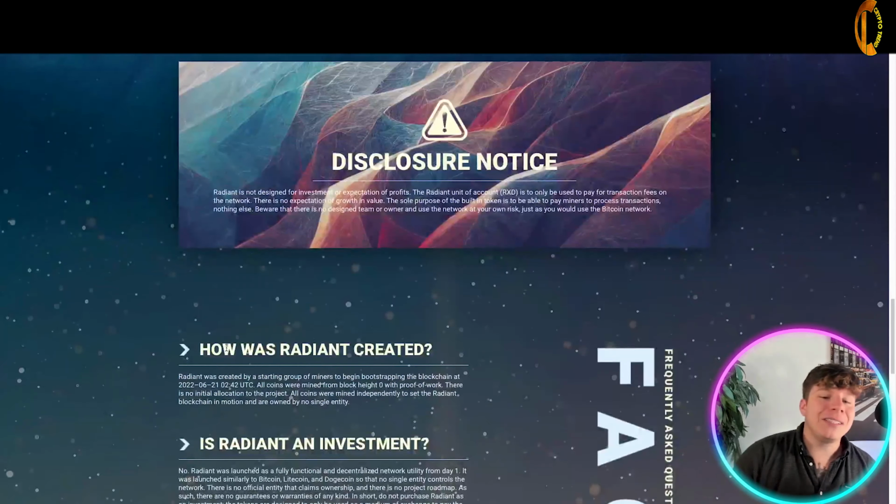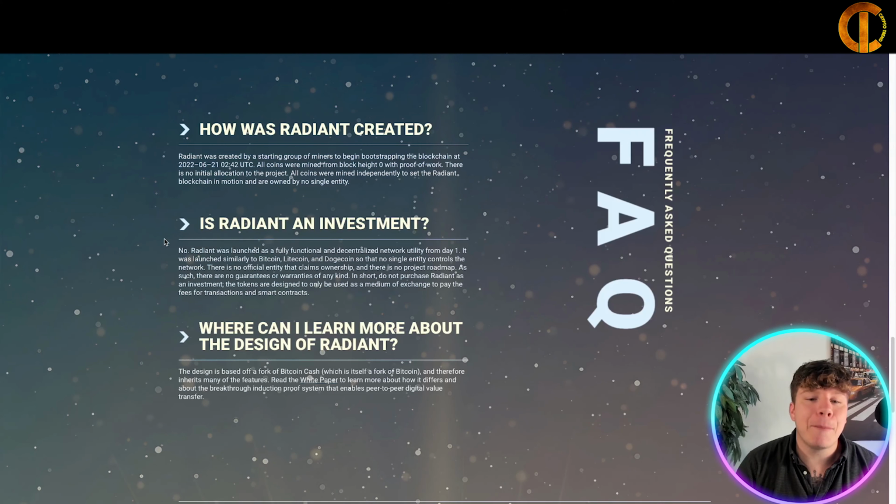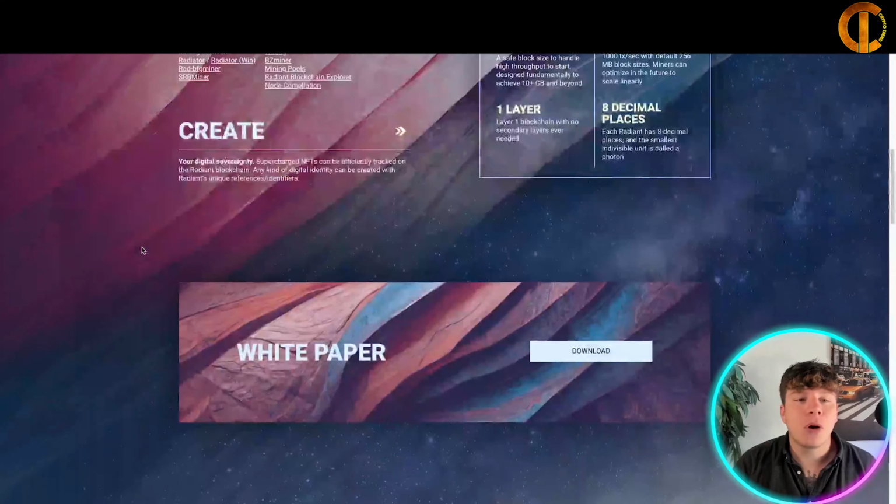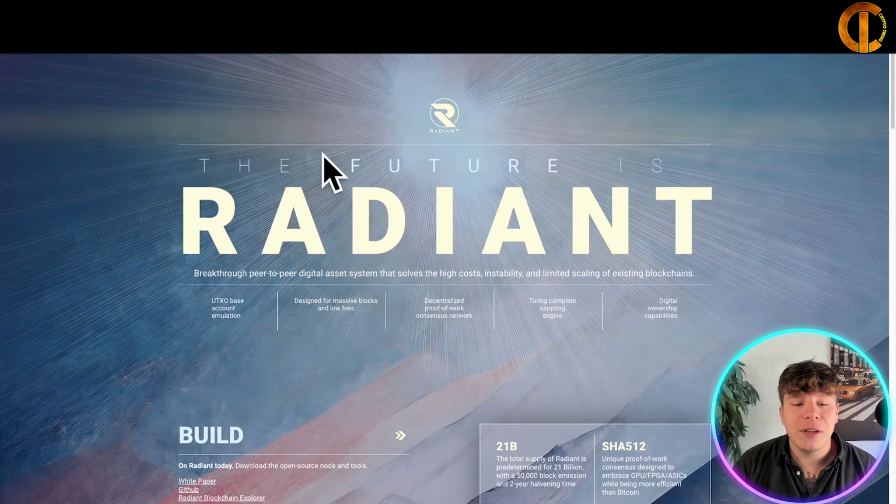How was it created? A group of miners began bootstrapping the blockchain, and all the coins were mined from block height zero with proof of work. Guys, this is a fantastic, fantastic project. If you haven't heard of it yet, you need to, because it's designed for massive blocks but low, low fees. So get involved with the link down below right now.